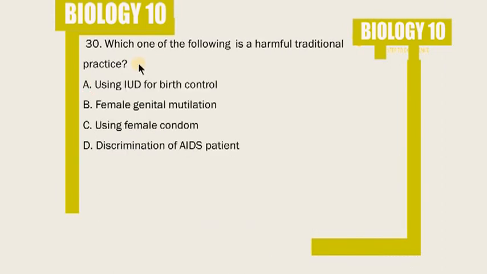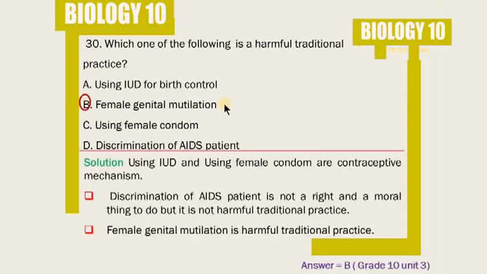Which of the following is a harmful traditional practice? A. Using an IUD for birth control. B. Female genital mutilation. C. Using a female condom. Or D. Discrimination of AIDS patients. The answer is B. Female genital mutilation.